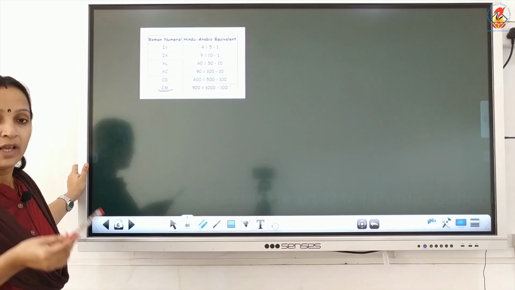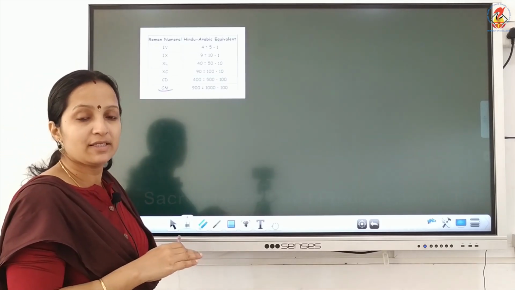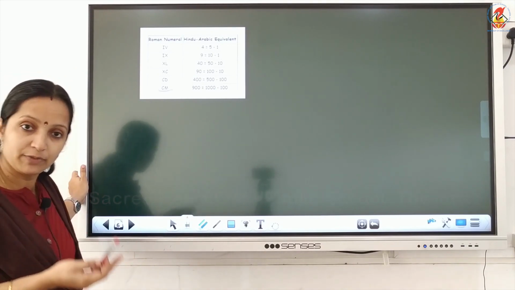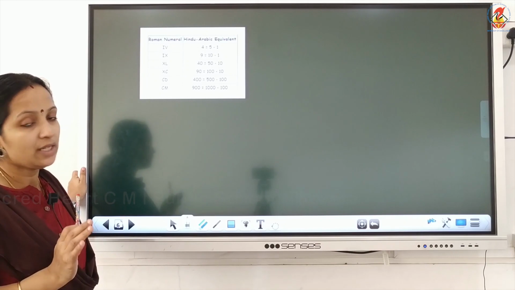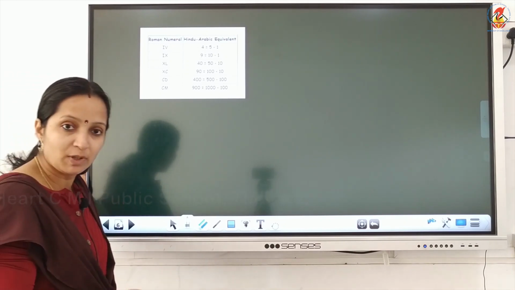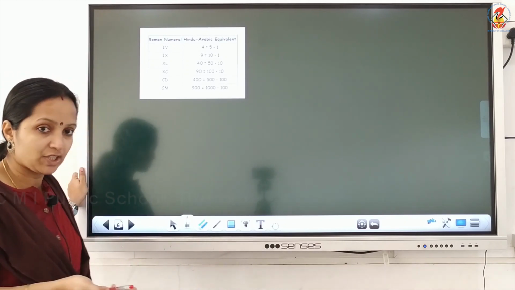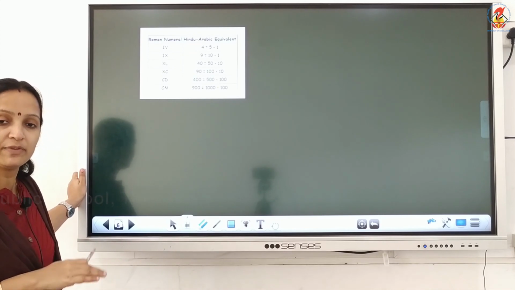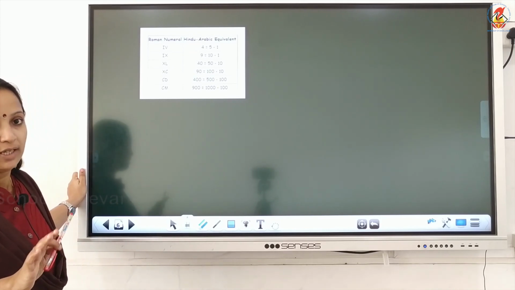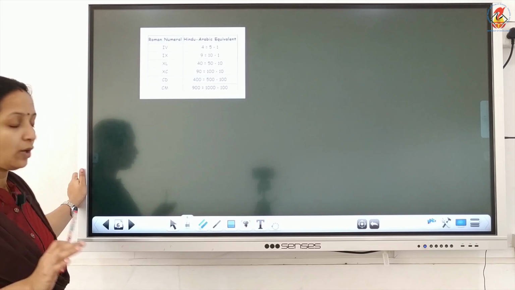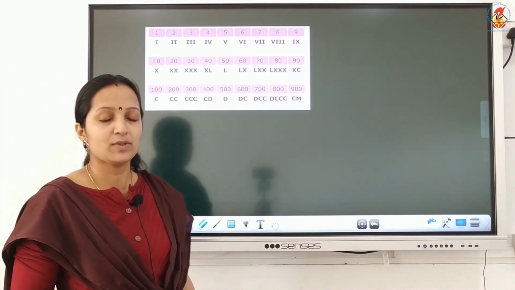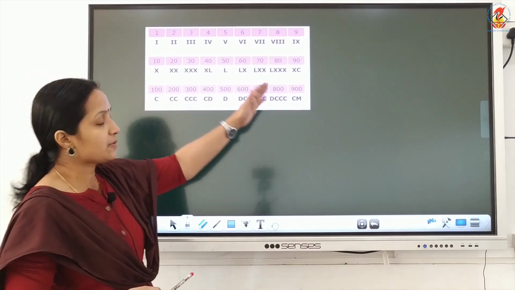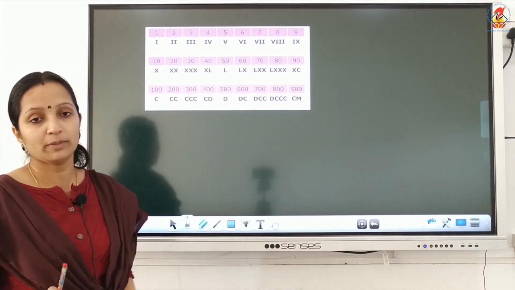900. Okay. Always, if the smaller value is on the right side, you have to add, and if a smaller value is on the left side, you have to do subtraction. These are the important rules while writing Roman numerals. Now we have time, so try to learn this much, so you can write any Roman numeral.